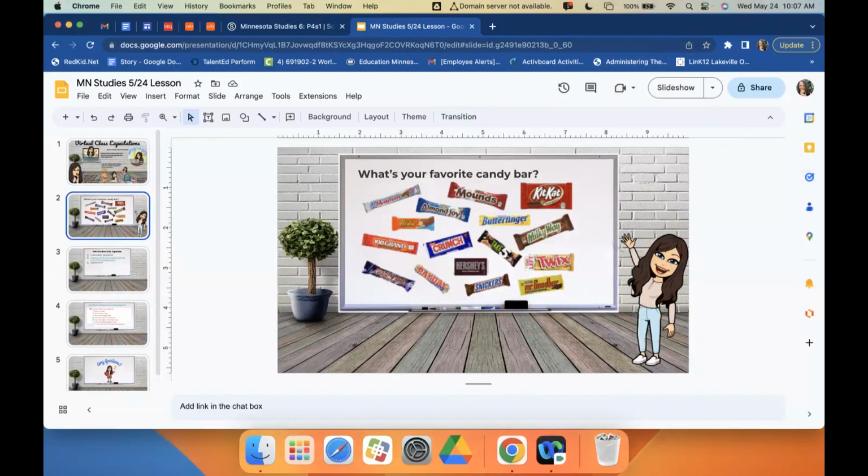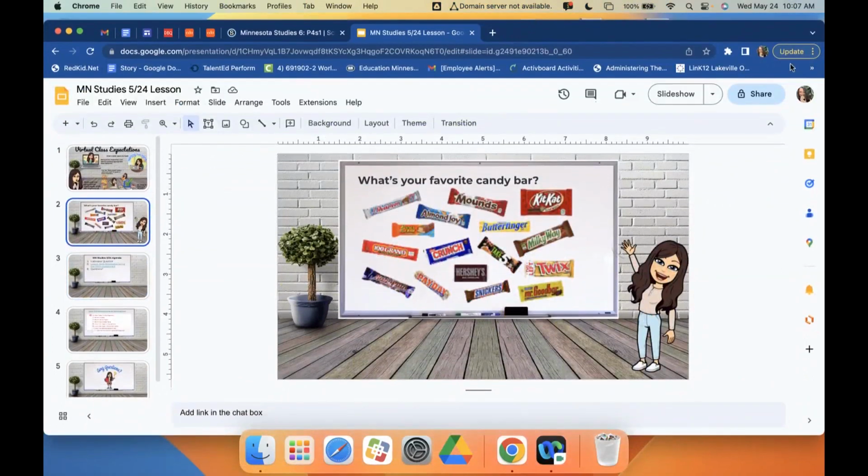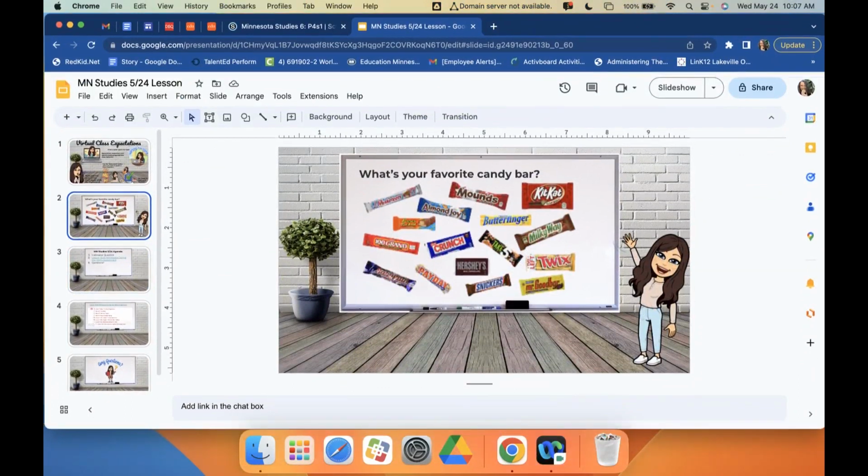So what is your favorite candy bar? If I had to pick between the ones up here, I would probably pick a Kit Kat bar. I really like Kit Kats for a chocolate bar, but I also really like Ghirardelli chocolate too. The little squares are some of my favorite candies. Oh, Rose, you like Kit Kats too a lot? And then Bobby, Twix or Snickers. Awesome. Well, thank you for sharing.